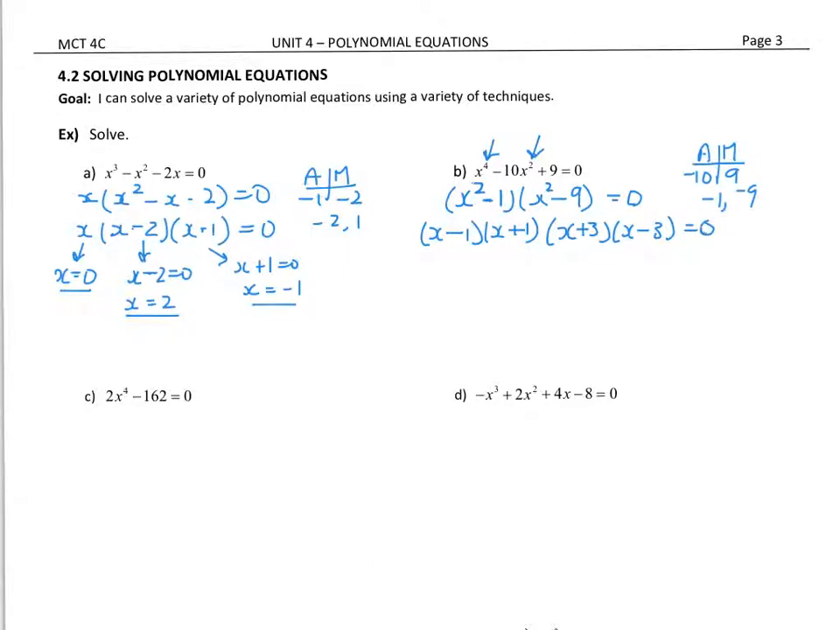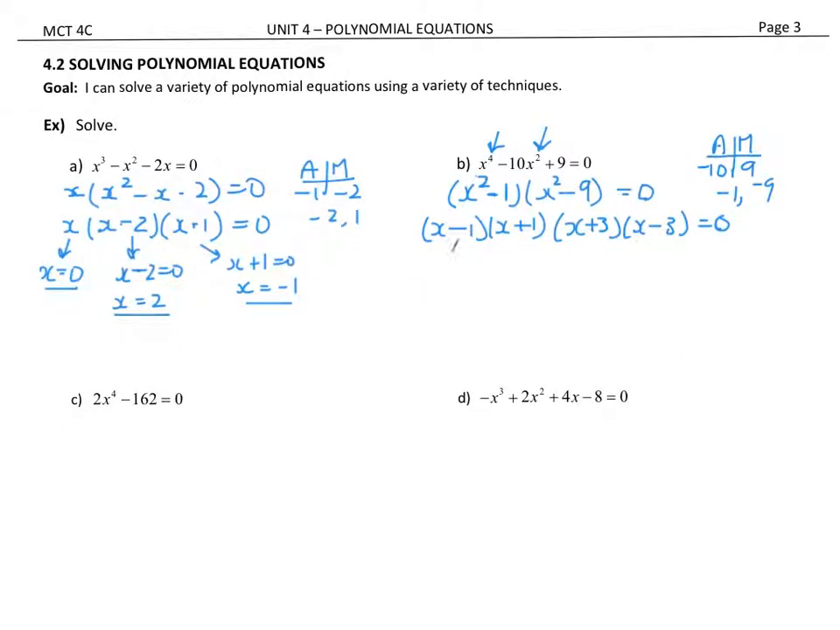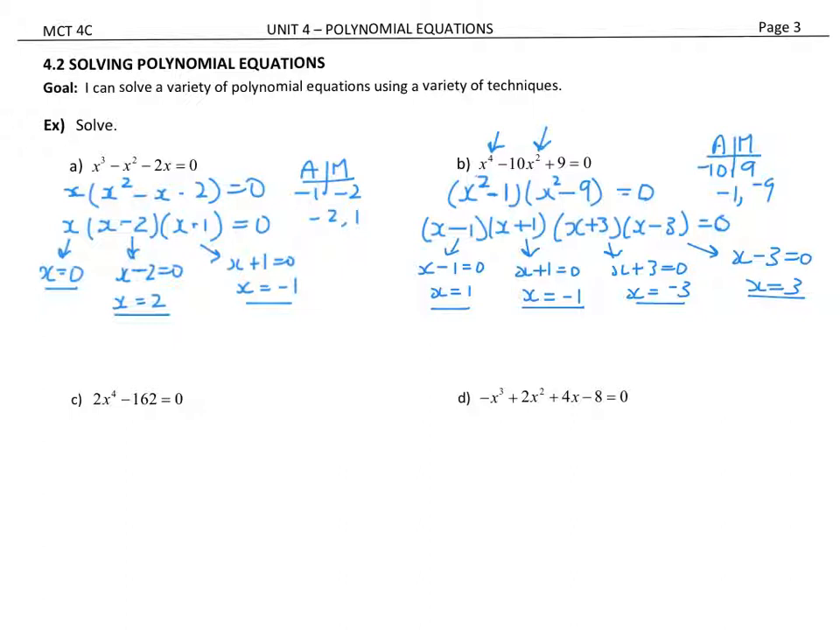All right, at this point we have four things being multiplied together to give us an answer of 0. The only way that will work is if one of those four things is actually equal to 0. So either x minus 1 equals 0, which gives us x equals 1. We're going to have an x plus 1 equals 0, which gives us x equals -1. We would have an x plus 3 equals 0, which gives us x equals -3. And our last one is x minus 3 equals 0, which gives us x equals 3. So those are our four answers for this quartic equation.